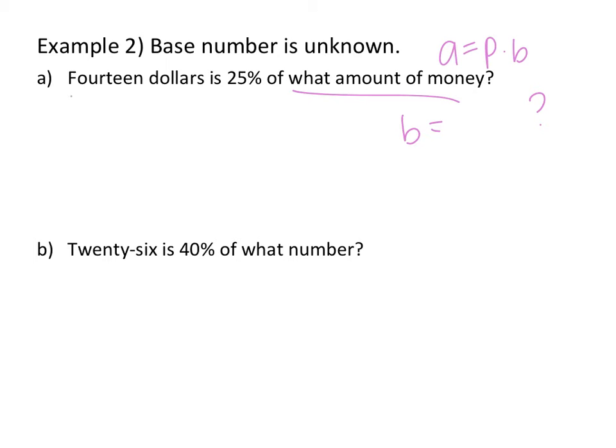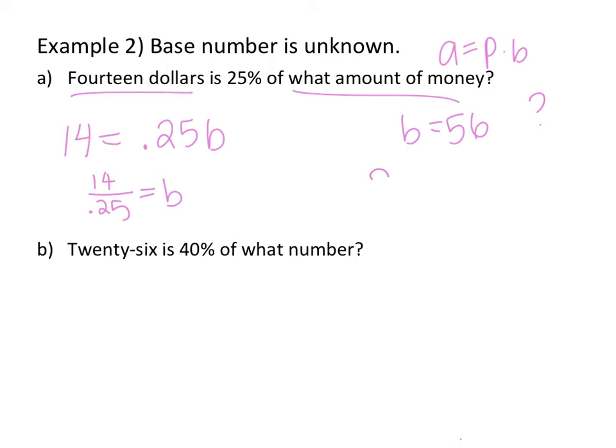So $14 is going to be my A. So we have 14 is equal to 25%, numerical equivalent is 0.25 times B. Now in order to solve for B, I'll just divide by 0.25. And please be careful when you put something like this in your calculator because it's easy to get mixed up with decimals. So just be careful. And this is equal to 56. Look back at your question and make sure you answer it. $14 is 25% of what amount of money? $56.